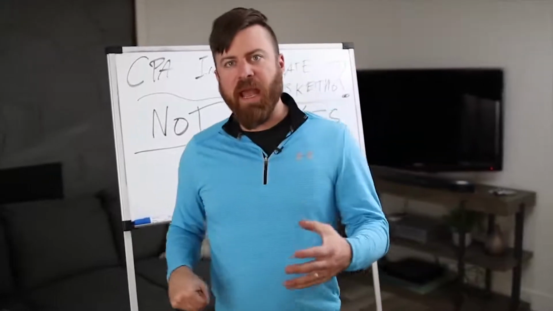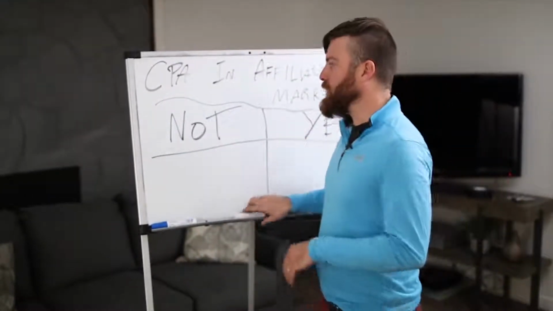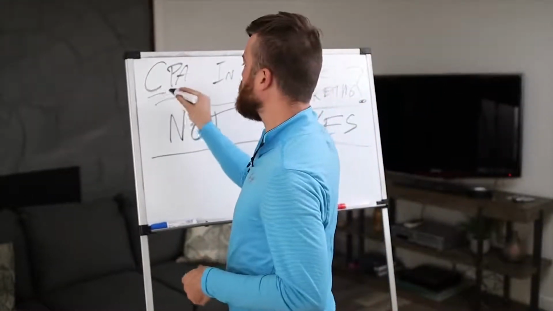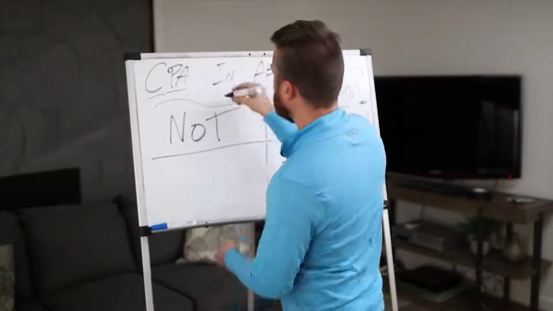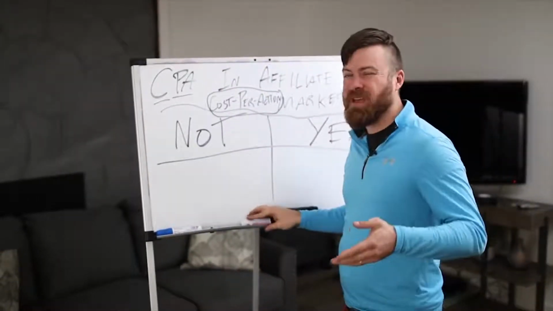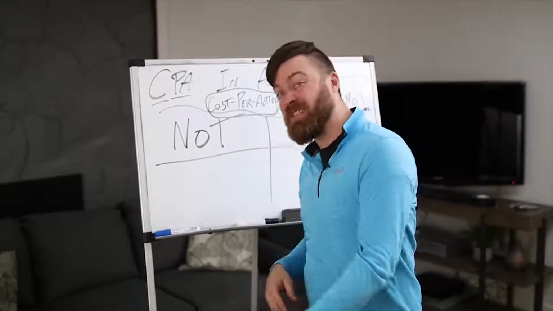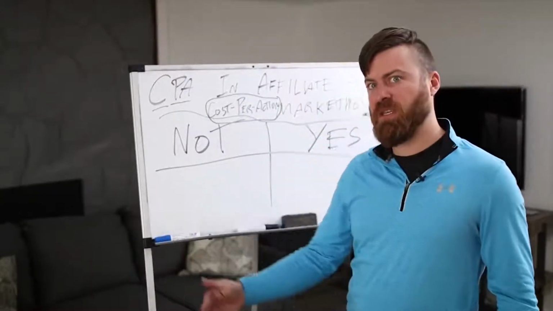So CPA, as it pertains to affiliate marketing, stands for cost per action. I'm going to just write that out. What that really means is you're going to get paid a fixed amount if somebody takes a particular action.